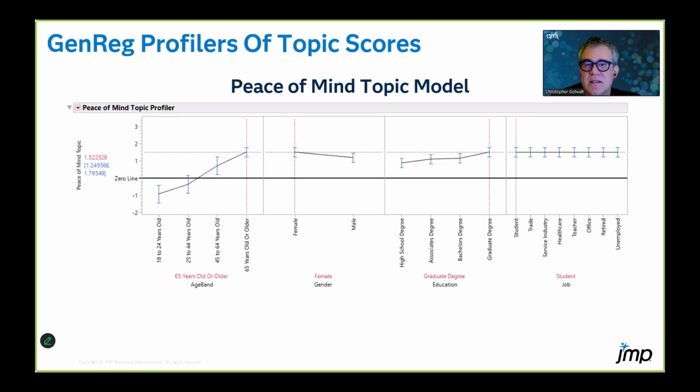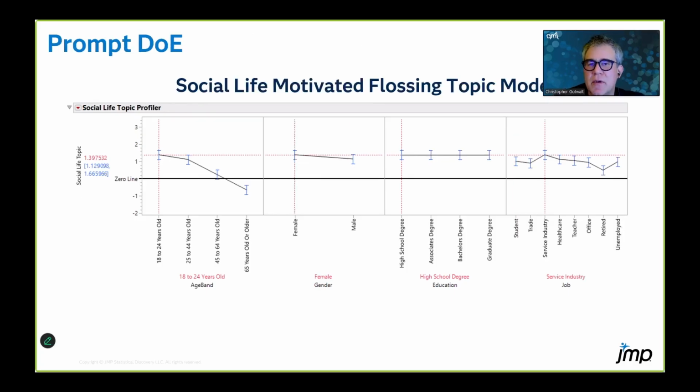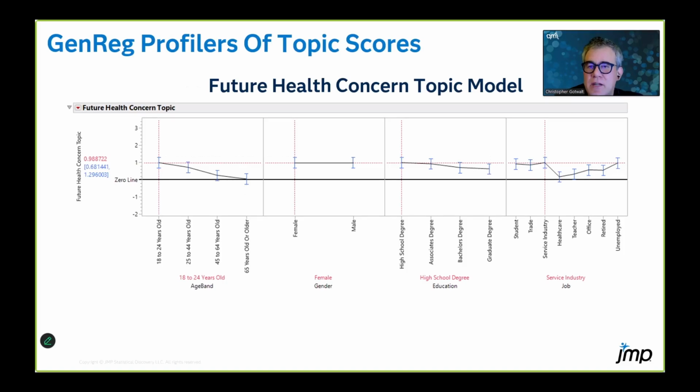Peace of mind as a topic becomes much more common as people age and slightly with higher education. Being forgetful, lazy, or tired was mentioned less as people aged as well. The social life topic was when subjects mentioned seeing friends or coworkers as a motivator for flossing. I find it kind of unsurprising that this decreased with age. Interestingly, the future health concern topic was less a concern also as people aged.